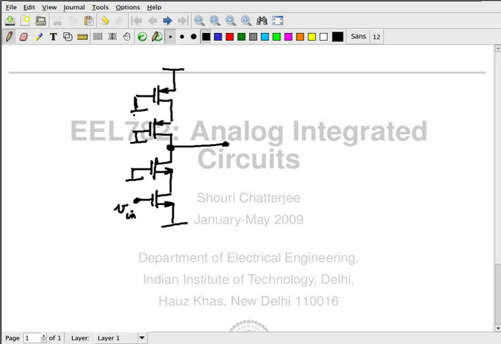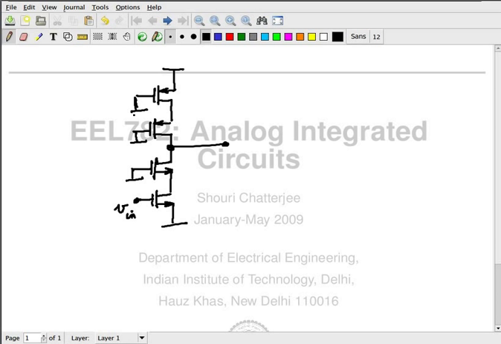When I look in from outside, the impedance is large, right? And the transconductance is basically almost equal to the GM of the bottom transistor. Pretty much.